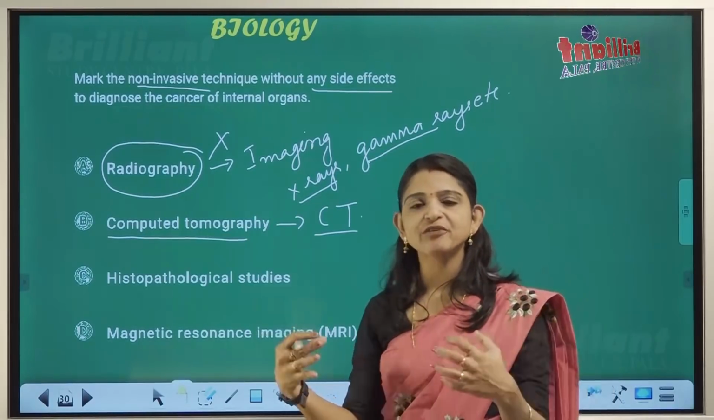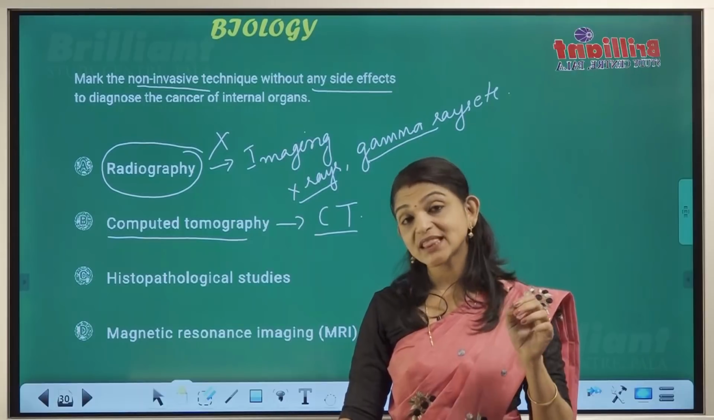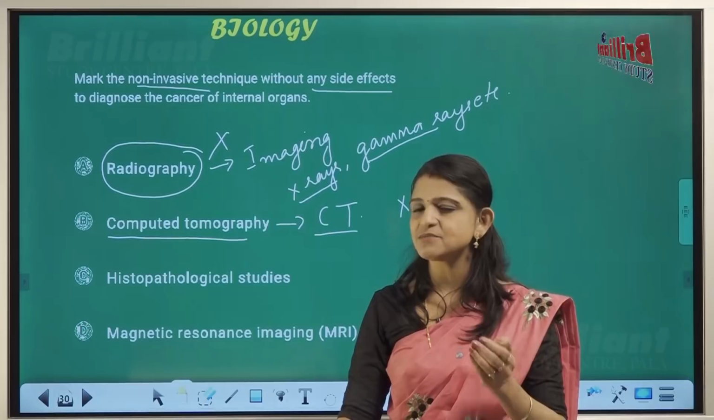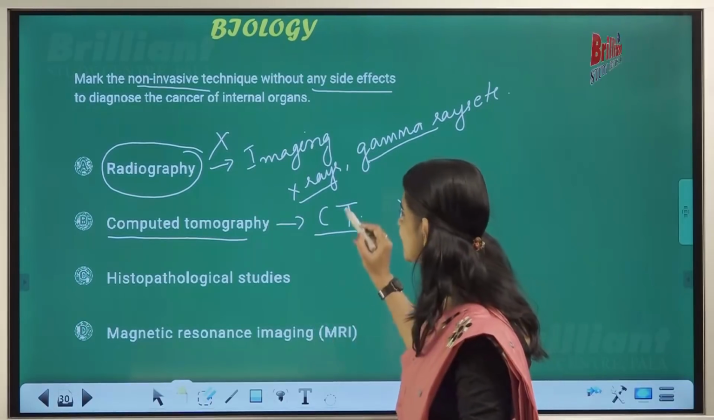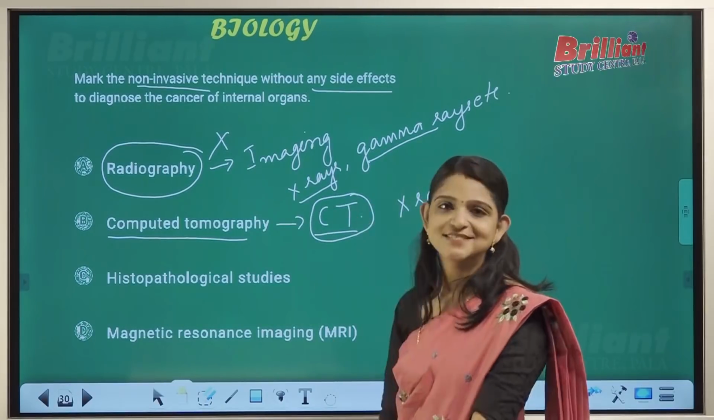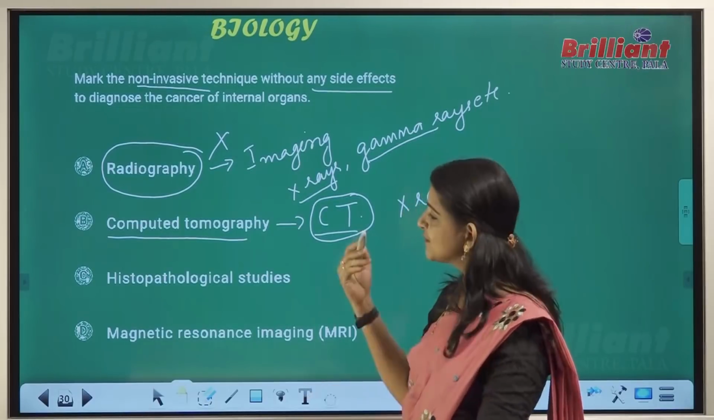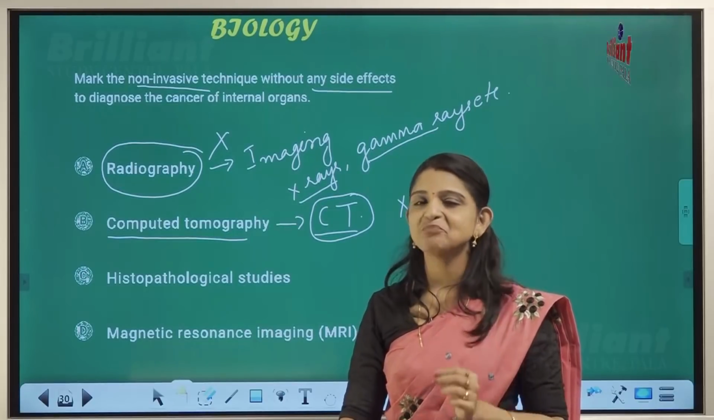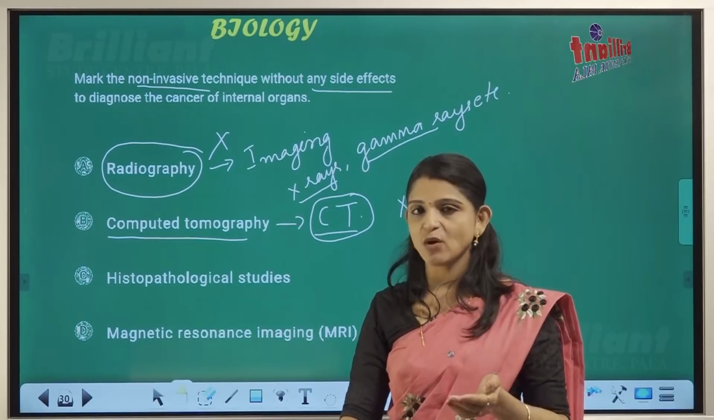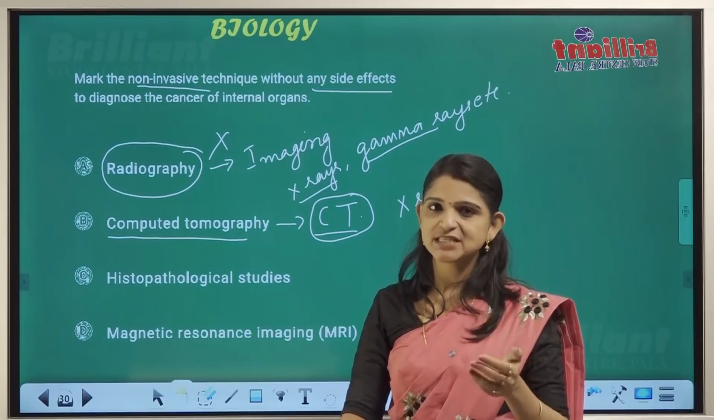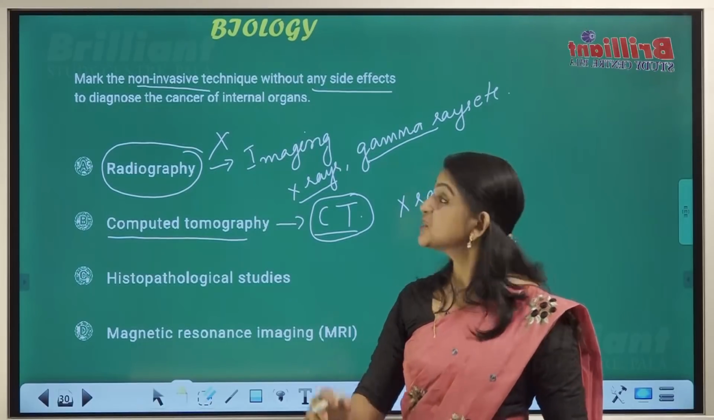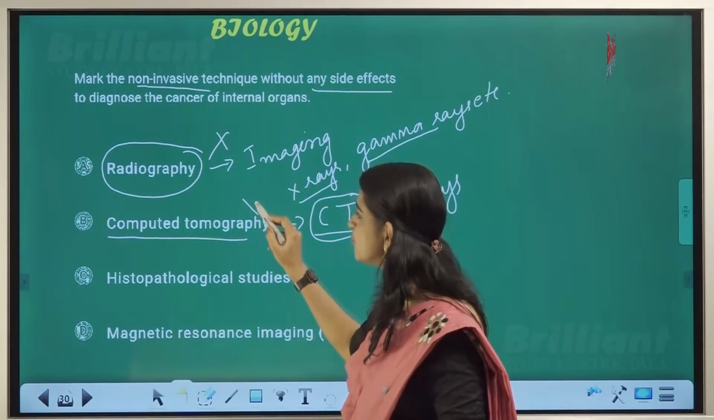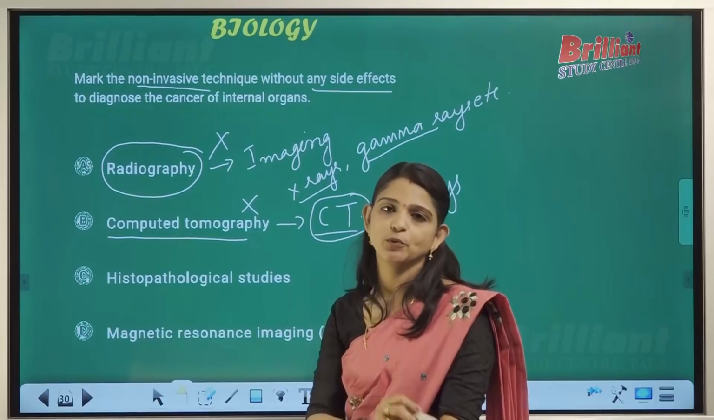X-rays pass through different angles of internal organs. So that may cause some mutations, or it can lead to some side effects. So here also we cannot select CT scan. Moreover, whenever doing the CT scan, for easy visibility, we give some injections. That may cause some side effects, or increased heartbeat. So as they are asking for without any side effect, we cannot choose computed tomography.